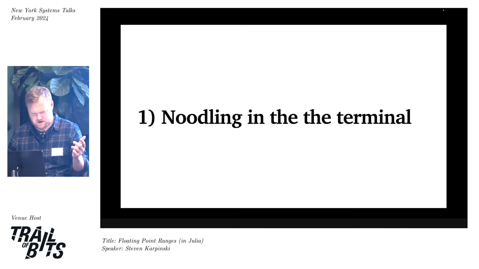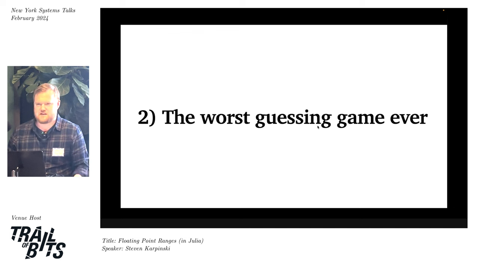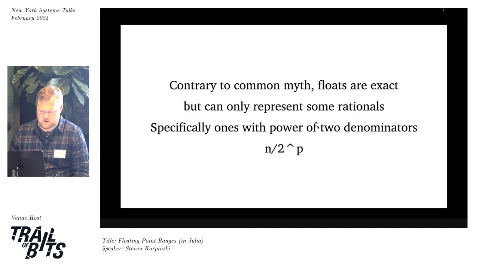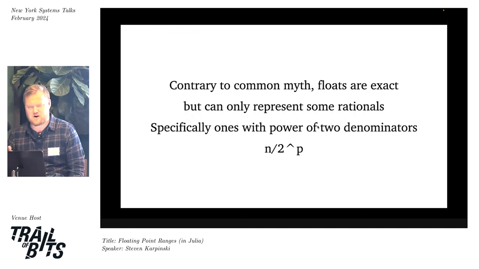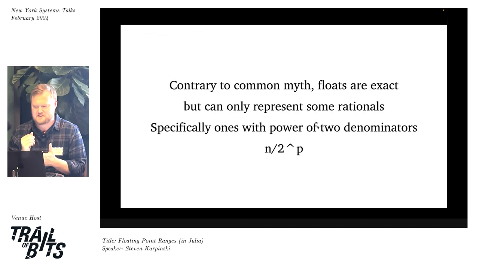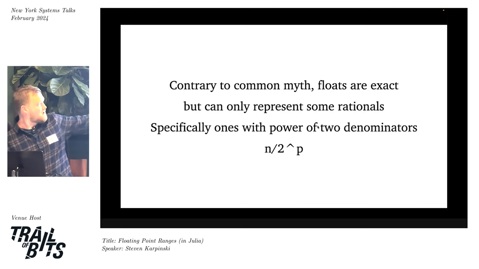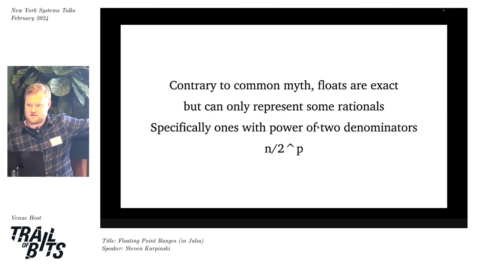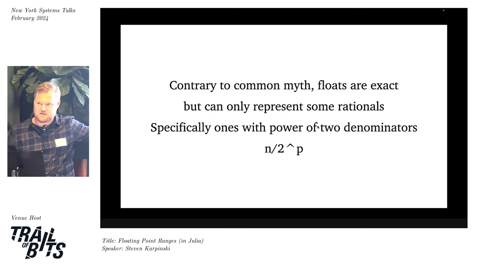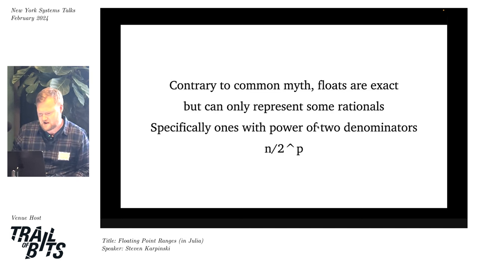Okay, so this is the worst guessing game ever. This is basically the problem. Contrary to common myth, floats are exact. They represent an exact value, but they can only represent some rational values, specifically the ones that have a power of 2 denominator. So they're all of this form, n over 2 to the p, and that's it. Seems very limited, but given a high enough power of 2 and a large enough value n, you can get pretty close to whatever you want.